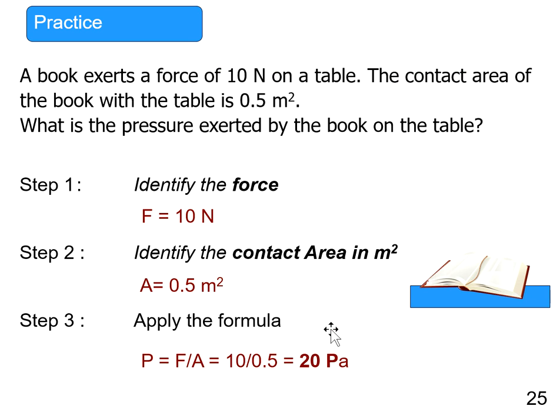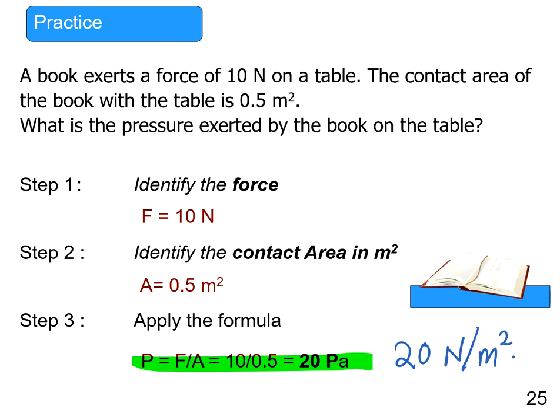So in this case, the force is identified, the contact area is identified, so we will write the formula. Pressure is force over area, 10 divided by 0.5 square meters, and then you get 20 Pascal. But of course, you can also give your answer as 20 newtons per square meter. This is correct. This is also correct.